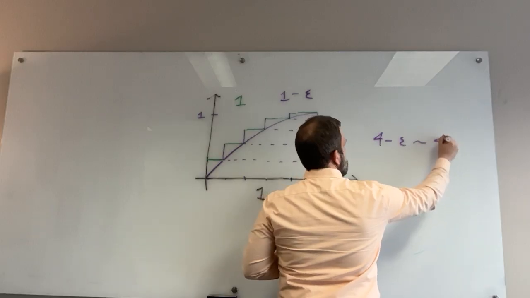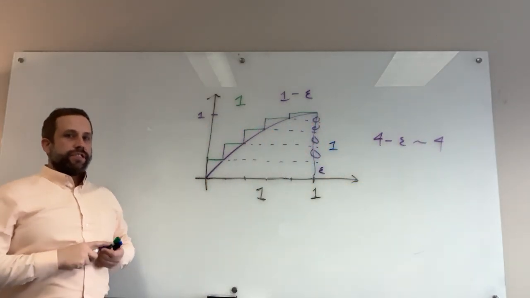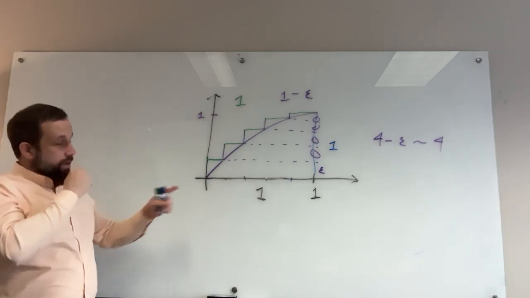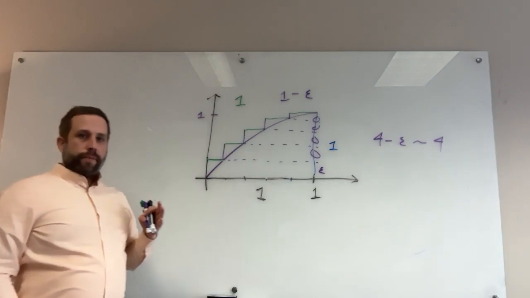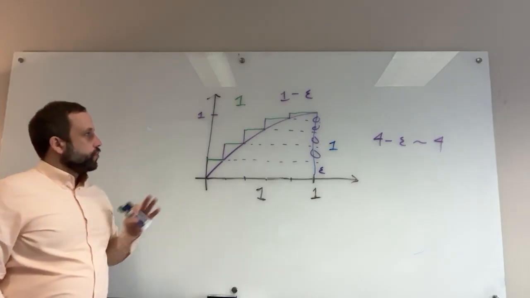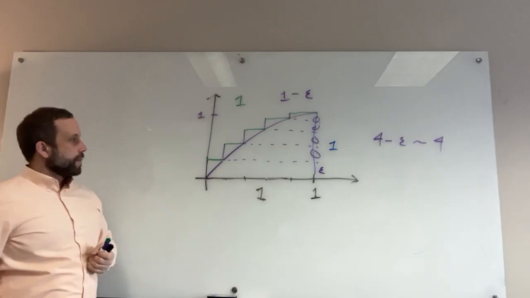And this is approximately going to be equal to 4. You can get it within 4 as much as you want. By taking n large enough, you can get this as close to 4 as you want. So the perimeter of the rectangles is converging to 4. The perimeter of this shape is converging to 4.